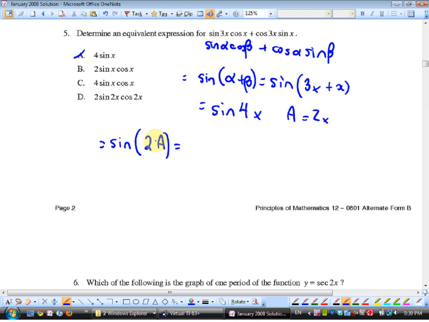But this helps me visualize a little better. 2a, that's 2 sine a cos a. That's our double angle identity if I make a temporary substitution to visualize better, which means this is 2, what's a? Sine 2x cos 2x. So I used two different identities. The answer to number 5 is D.